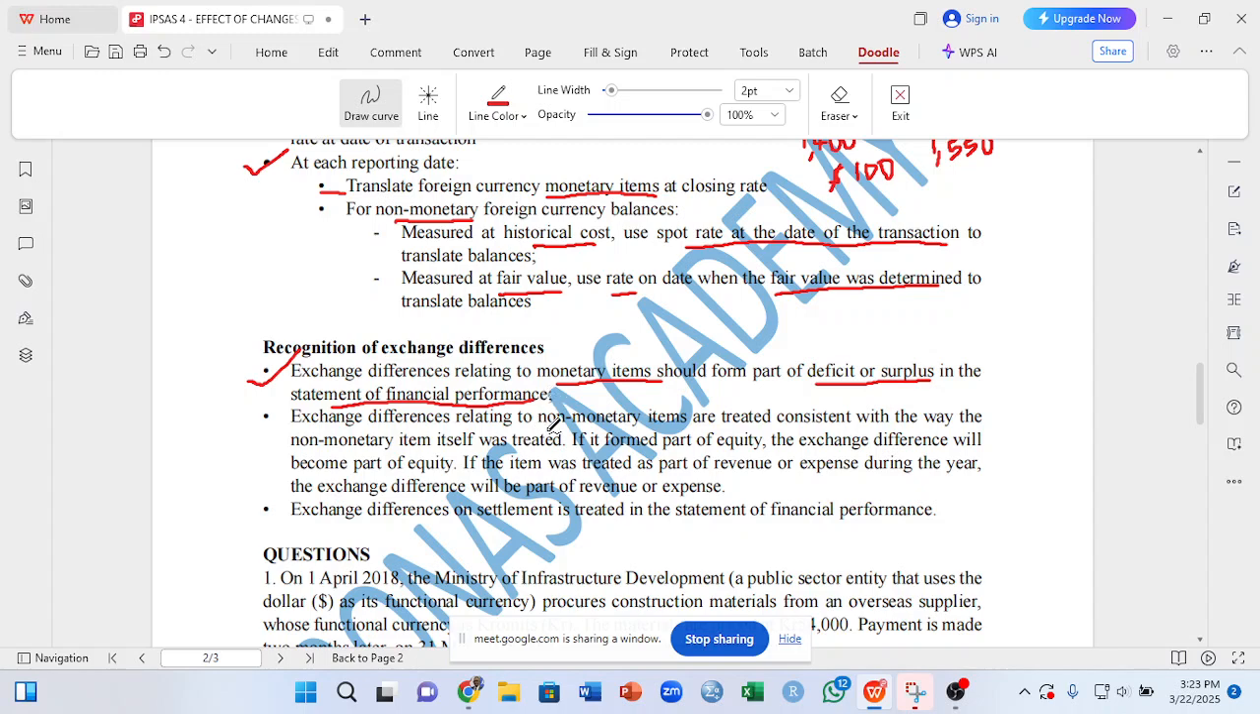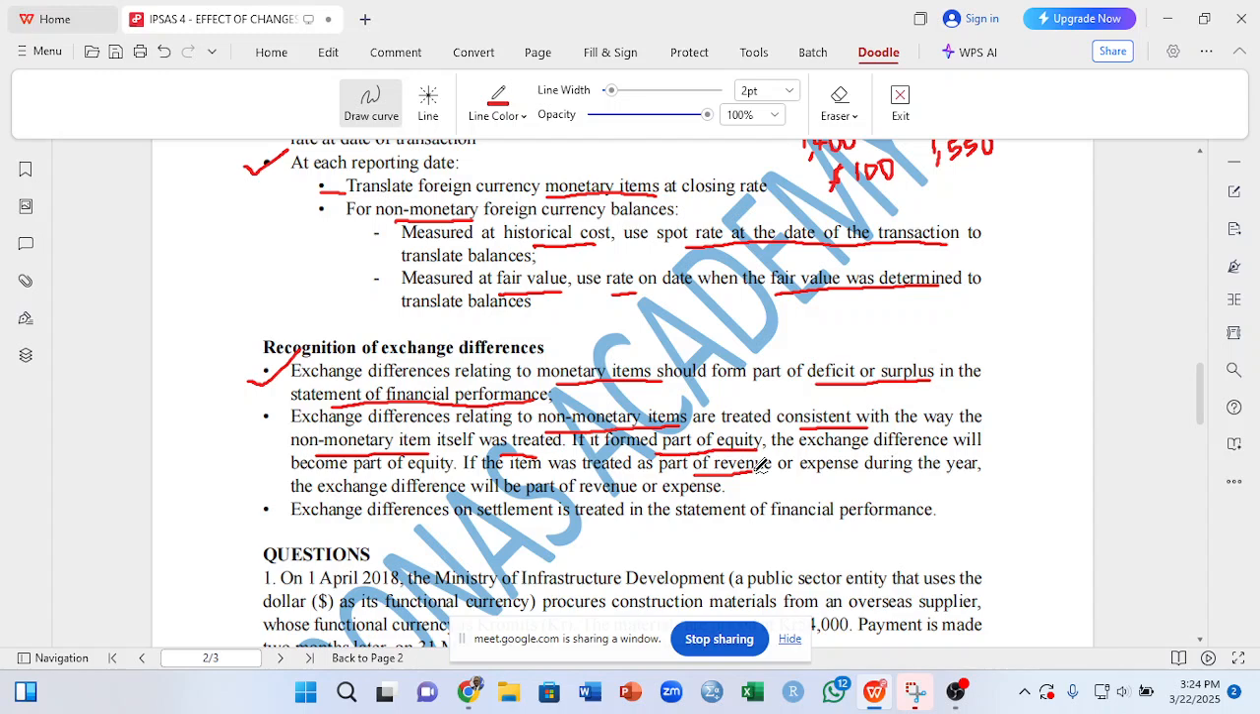But if the exchange differences relate to non-monetary items, then here we are saying that they should be treated consistently with the way in which the non-monetary item was treated. What does it mean? By extension, if it related to equity reserves, make sure that the exchange difference will be accounted for as part of equity. If it is part of your revenue or expenditure, then make sure it relates to your revenue or expenditure.